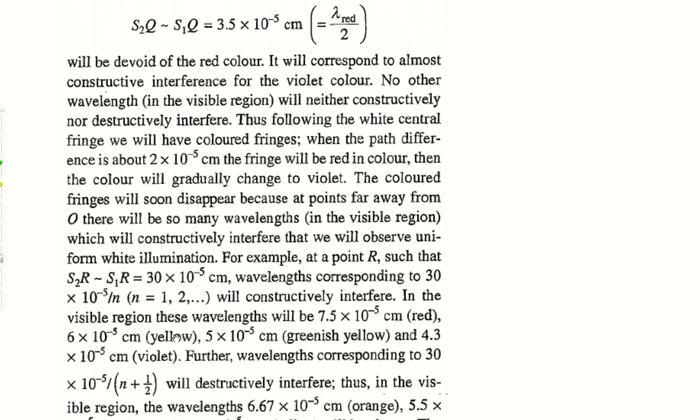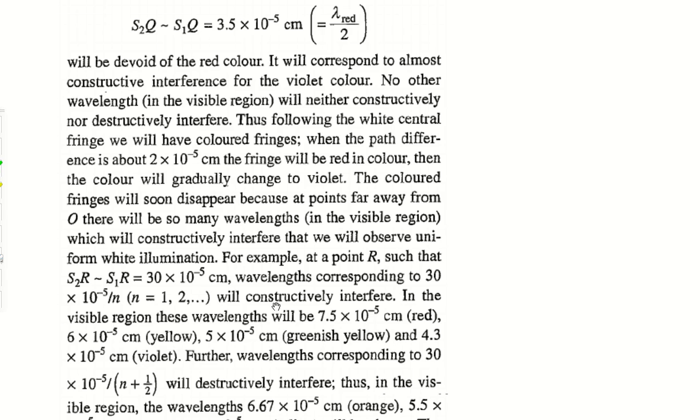So similarly, red, yellow, greenish yellow, violet will satisfy the maxima condition at the point R with different orders of fringes. For red it is the 4th maxima, for yellow it is the 5th maxima, for greenish yellow it is the 6th maxima, and for violet it is the 7th maxima, and so on.